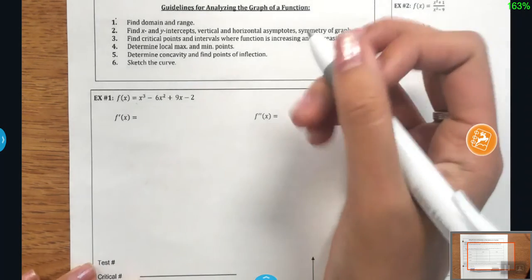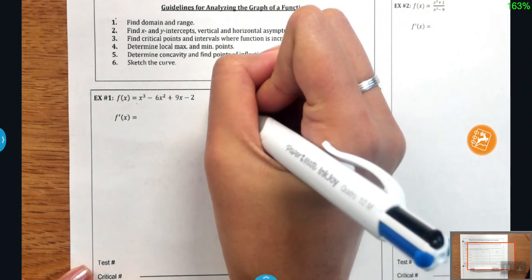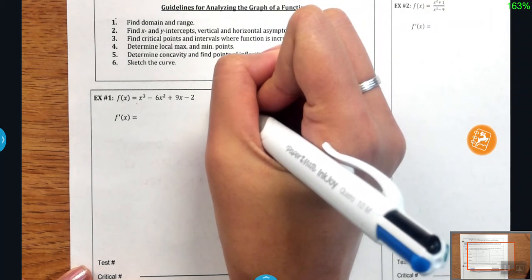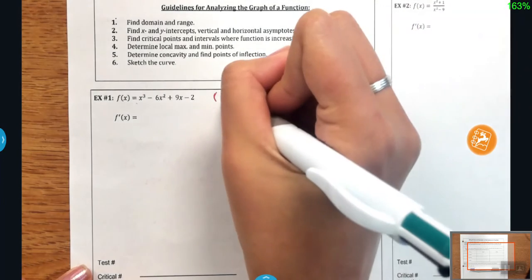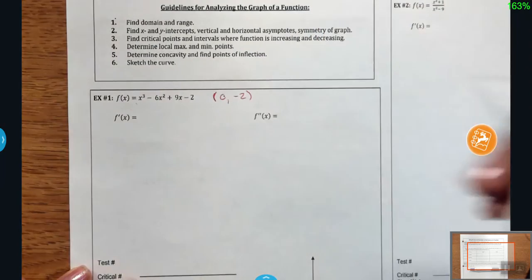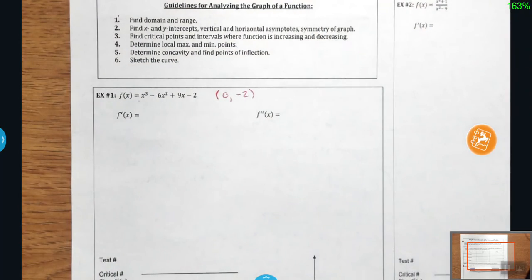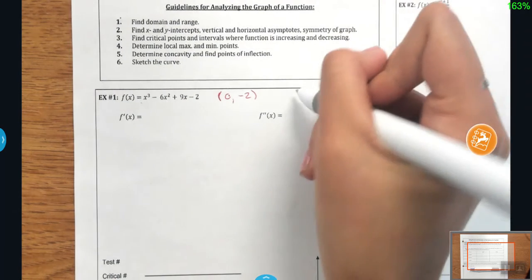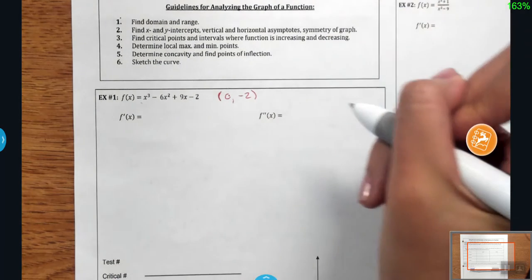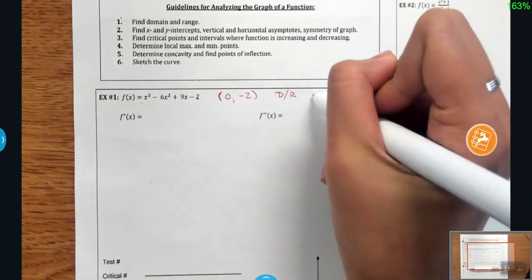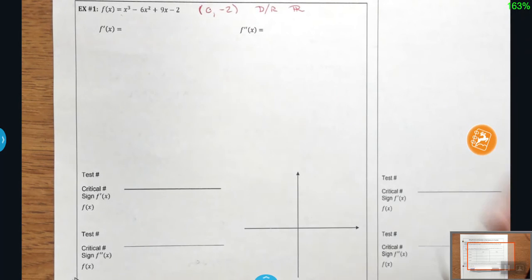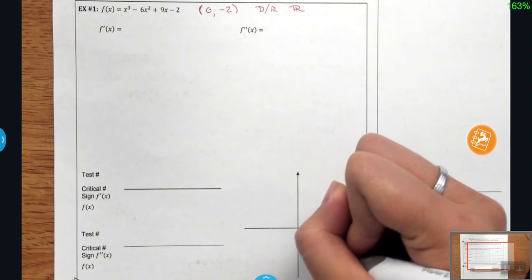Those days are over. Okay, can you find me other things like a y-intercept? Yes. Okay, so (0, -2) is my y-intercept. What's my domain? Negative infinity to infinity. So domain and range, all real numbers. Cool. So we know we have this 1 point, (0, -2), to start with.